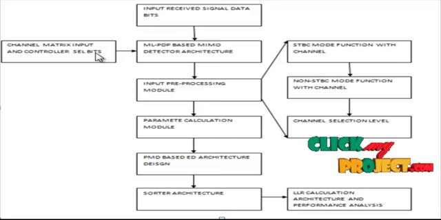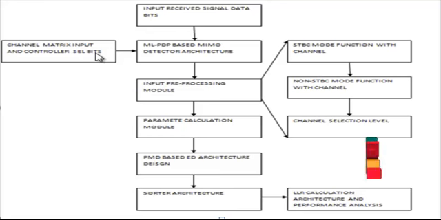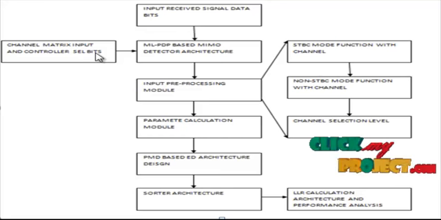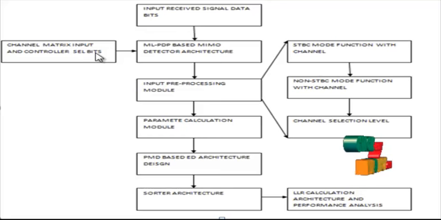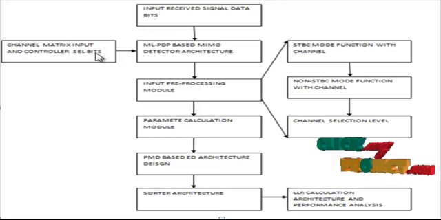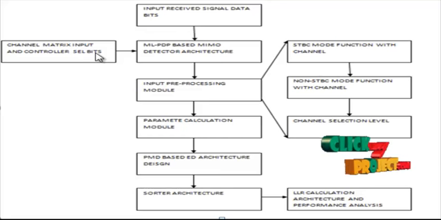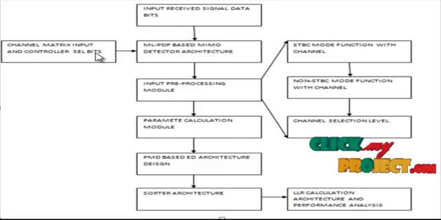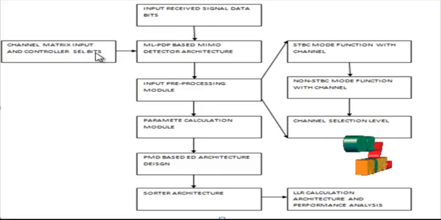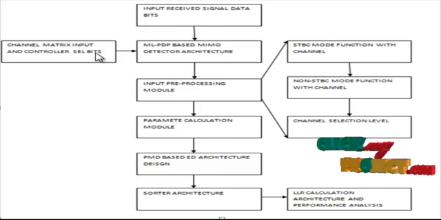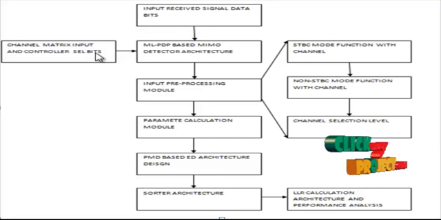This module consists of the STBC mode, the space-time block code mode function with channel, the non-space-time block code mode function with channel, and channel selection. This channel selection allocates the two types of work. The STBC channel passes the data bits to the register element to store and output to the parameter calculation module. The non-STBC mode section directly passes the data bits into the parameter calculation module. The parameter calculation module consists of the multiplier and squarer elements and the XOR function. These elements are used to integrate our overall channel matrix and input received signal.